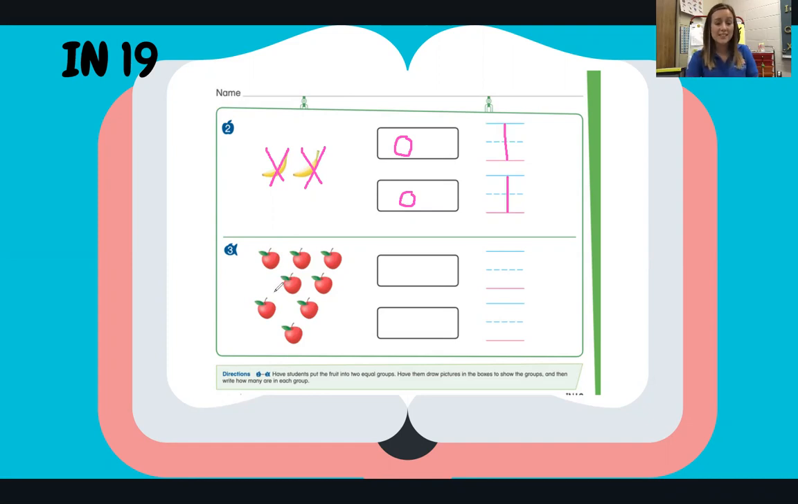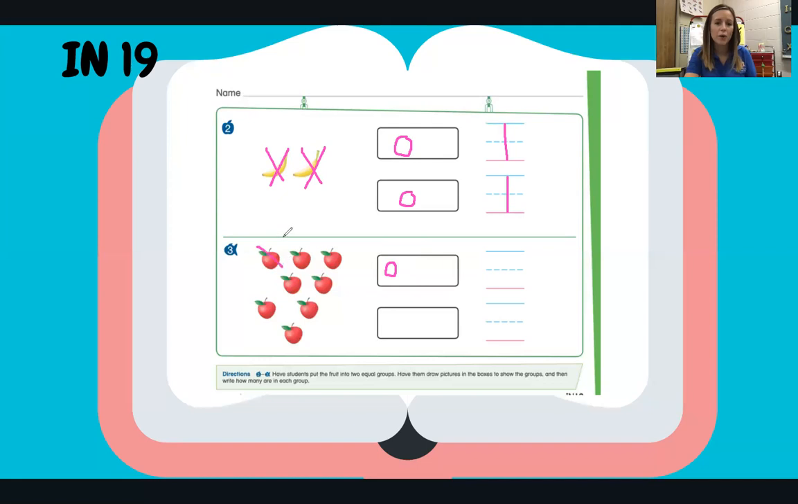Number 3 is the same question. Put the fruit into 2 equal groups. Draw pictures in the box, and then write the number to show how many. What should I draw in the box instead of apples? If you said counters, kiss your brain. We want to draw counters because it's just quicker. After I draw a counter for an apple, what should I do to the apple? You're right, I should X them out.